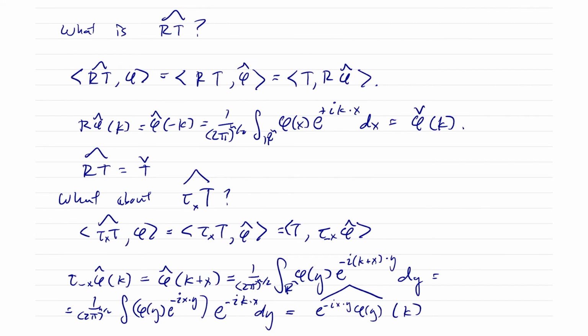Okay, so ultimately what we end up doing is we're going to have T against e to the minus i x dot y times phi of y. And then we can move everything over, and so we end up getting e to the minus i x dot y times T hat, thinking of that in terms of y times phi.